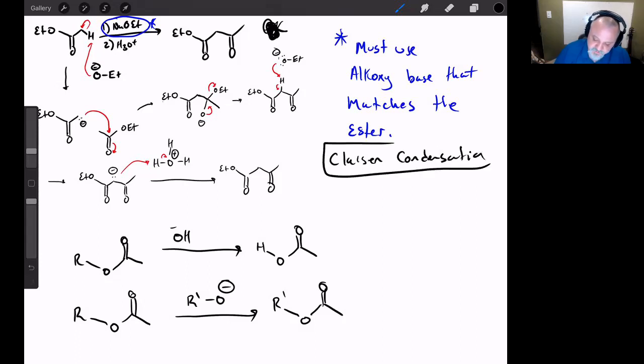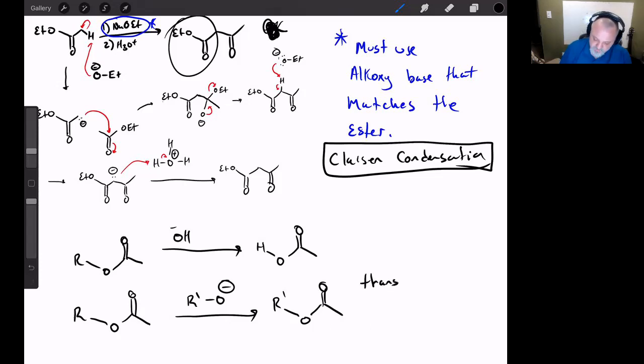In the Claisen condensation, this is happening all the time with this ester. And so if we use a different alkoxide, then we would get this transesterification happening.